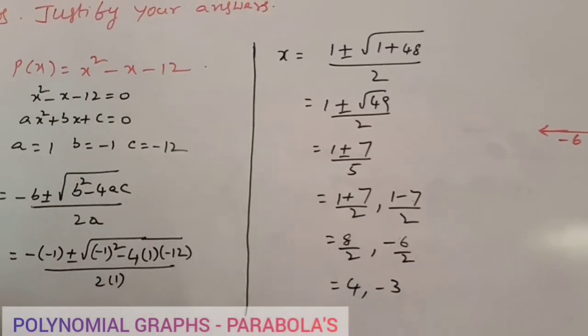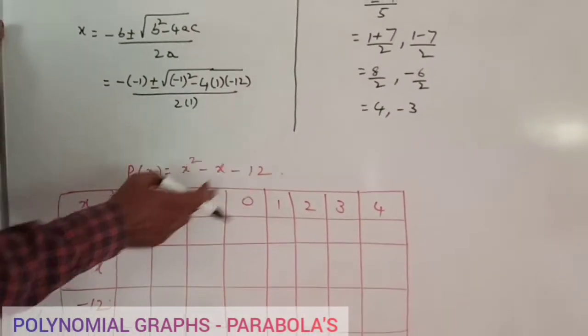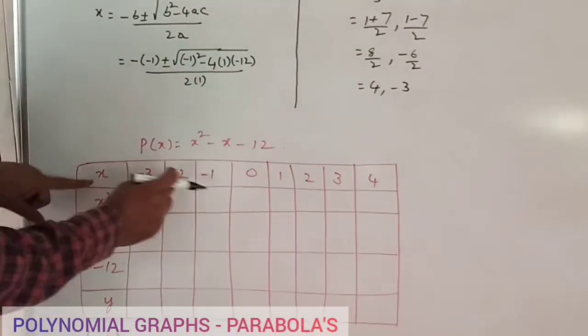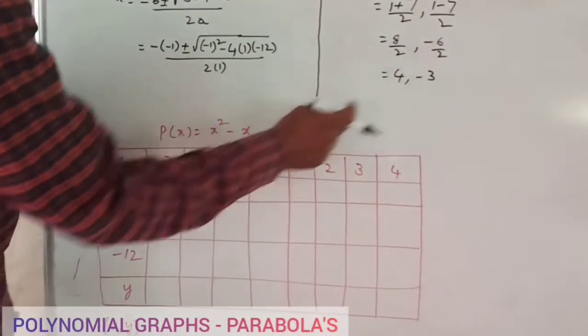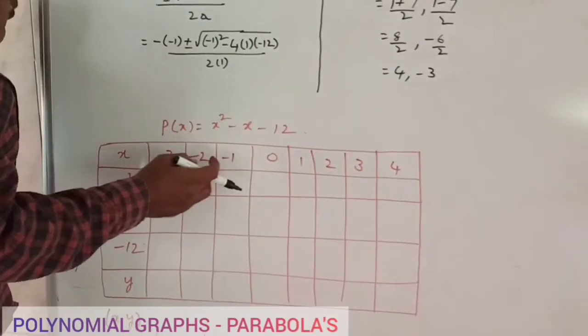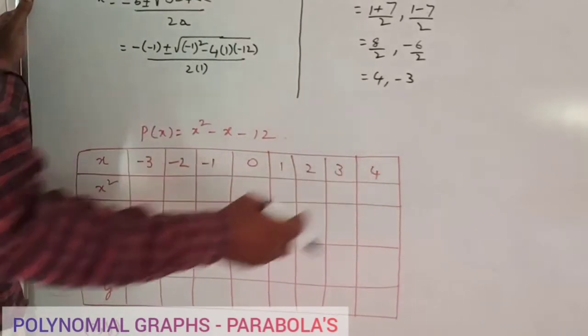These two values are substituted in the table. So p of x equals x square minus x minus 12. So x equals minus 3 and 4; minus 3 and 4 are the roots, the zeros of the polynomial. Including these, we take the remaining values also: minus 3, minus 2, minus 1, 0, 1, 2, 3, 4.